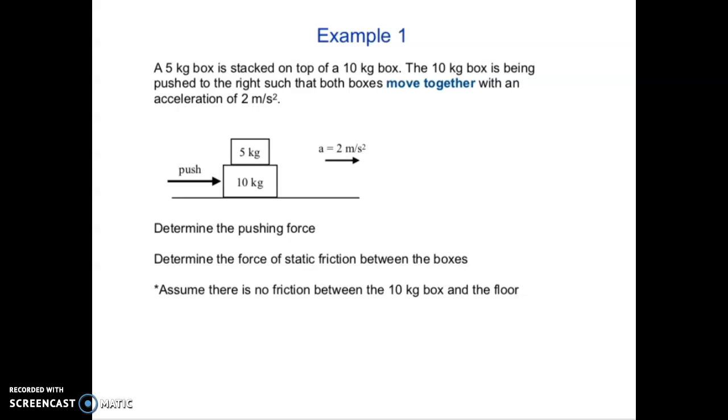So here's our first scenario. We have two boxes stacked on top of each other. A person is pushing the bottom box, but we are told that the boxes move together, both having the same acceleration of 2 meters per second squared to the right. We want to determine the force that is pushing the 10 kilogram box, and also the force of static friction between the two boxes. And just to simplify things a little bit, we'll assume that the floor is frictionless. So there's friction between the boxes, but not between the 10 kilogram box and the floor.